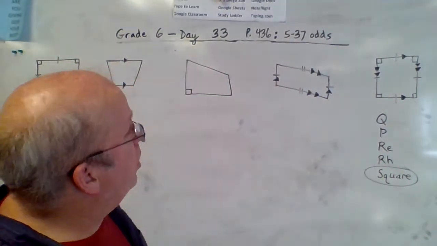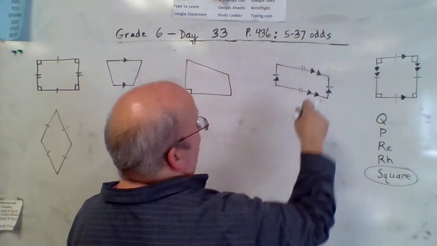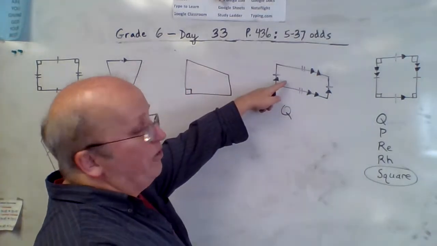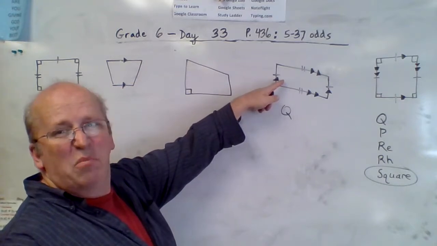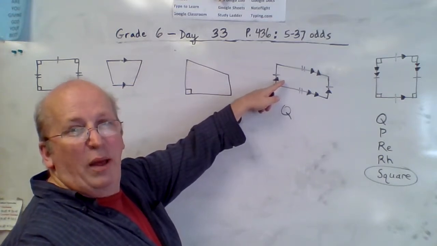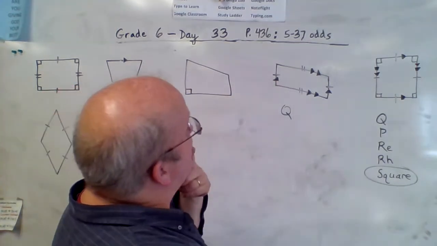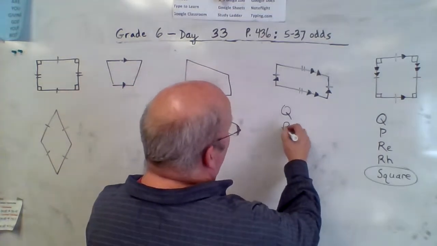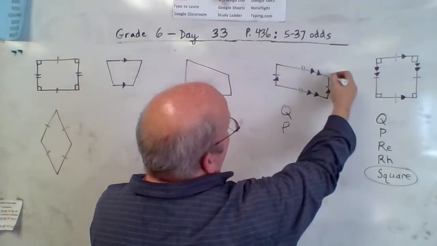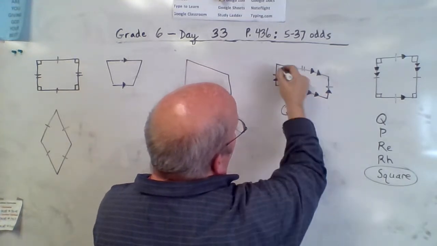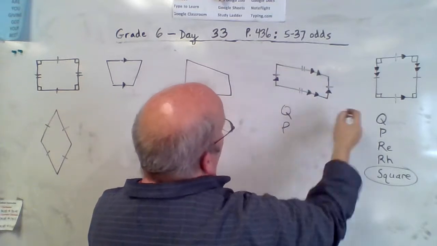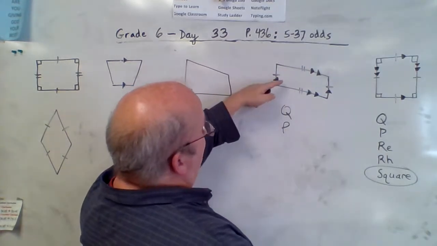What kind of names could we call this one? Is it a four-sided object? Yes, so it's a quadrilateral. Is it a trapezoid? Does it have one set of parallel sides? Nope. Is it a parallelogram? Does it have opposite sides equal and opposite sides parallel? Yeah, this is a parallelogram. Opposite sides are equal. Opposite sides are equal. Additionally, opposite sides are parallel. Opposite sides are parallel.